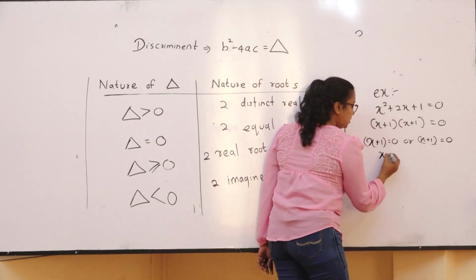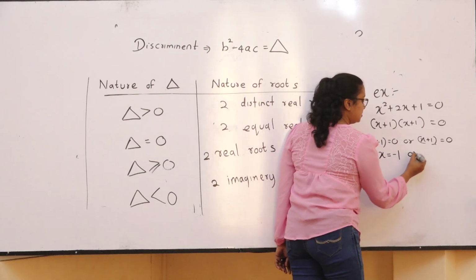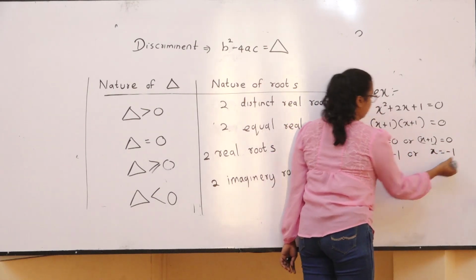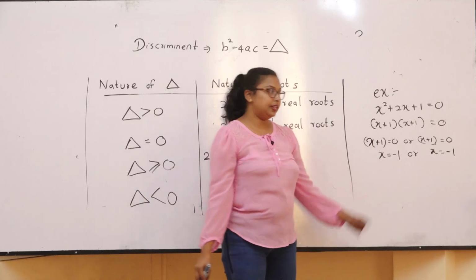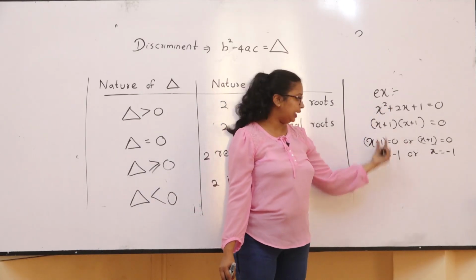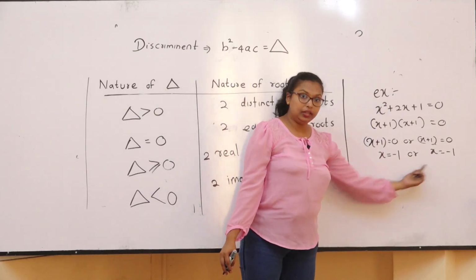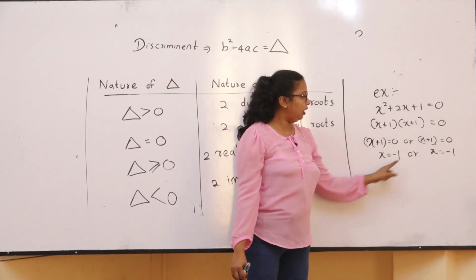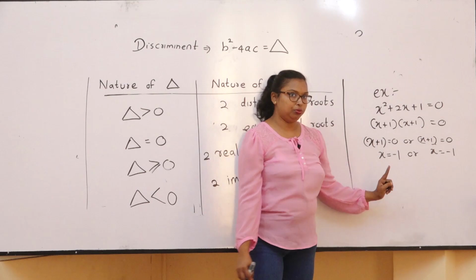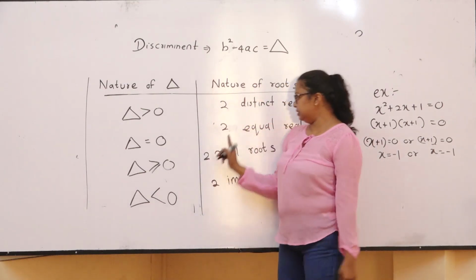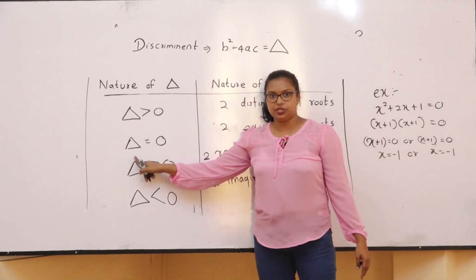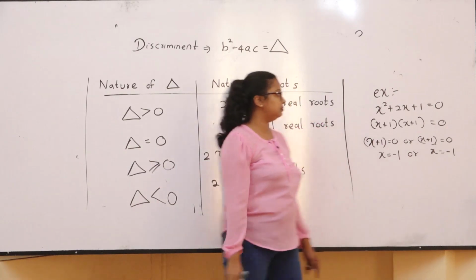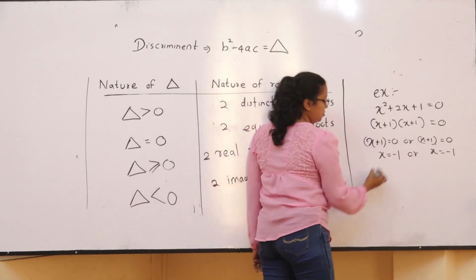Once I solve this one, I will get x equals minus 1 or x equals minus 1. So, you all can observe that we are getting two equal real roots here, right. If you get two equal real roots, that means the discriminant should be equal to 0, right. Okay, let us check whether this discriminant is equal to 0.